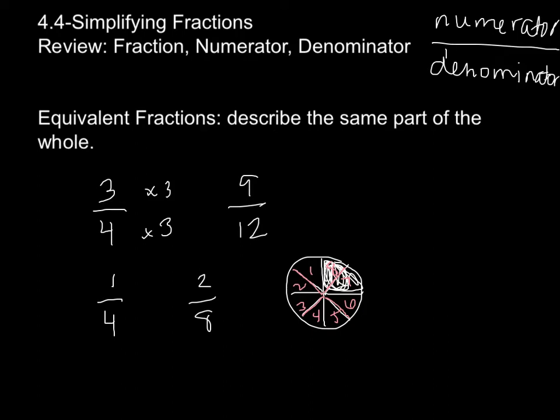So equivalent fractions is when we multiply the numerator and the denominator by the same number, or we divide the numerator and denominator by the same number. They get us equivalent fractions. All right, so let's do some examples. Our directions say find 2 equivalent fractions. First one we're going to do is 5/15.